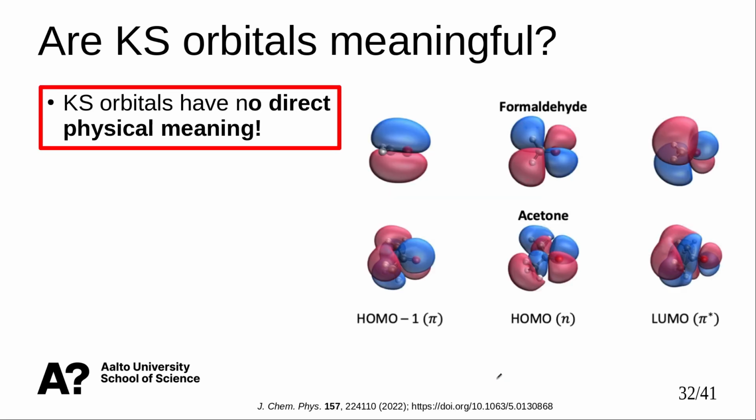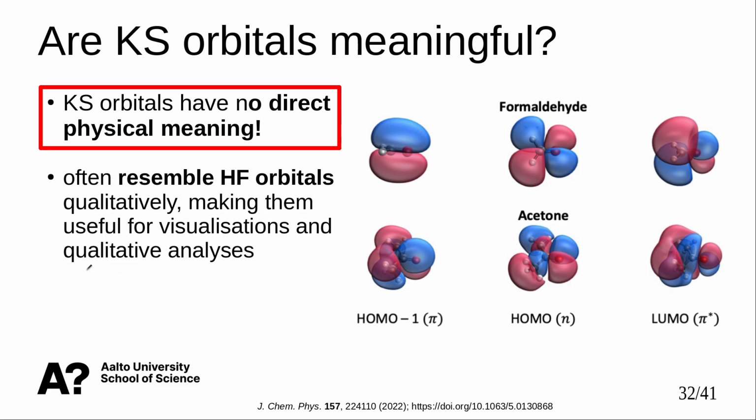But what about the orbitals? Are Kohn-Sham orbitals meaningful? Again, in the discussion of the Kohn-Sham formalism, we discussed that they have no direct physical meaning and are just helper functions. So we should not relate them to Hartree-Fock and post-Hartree-Fock orbitals. However, Kohn-Sham orbitals often resemble Hartree-Fock orbitals qualitatively. So we can use them to visualize orbitals because from that perspective they are actually quite accurate.